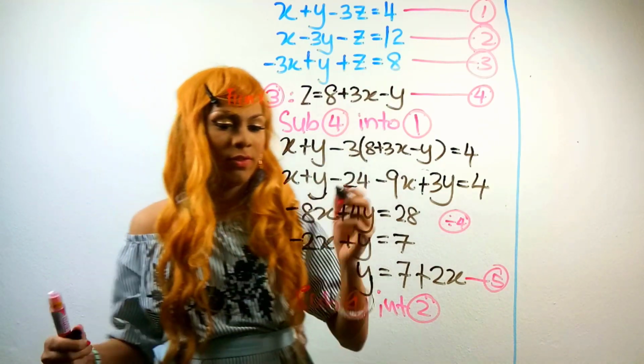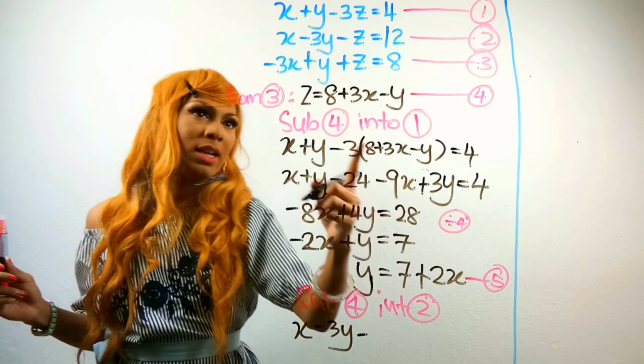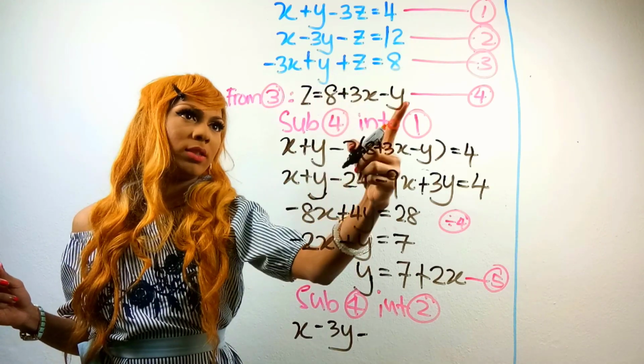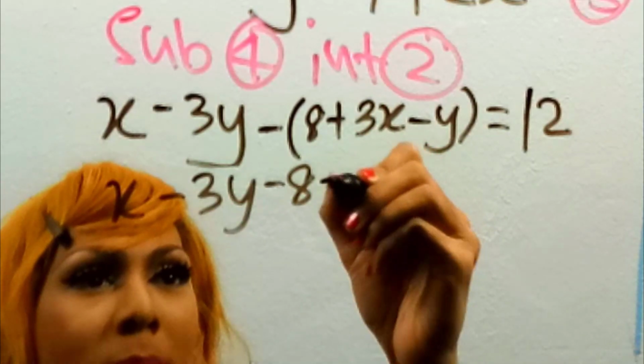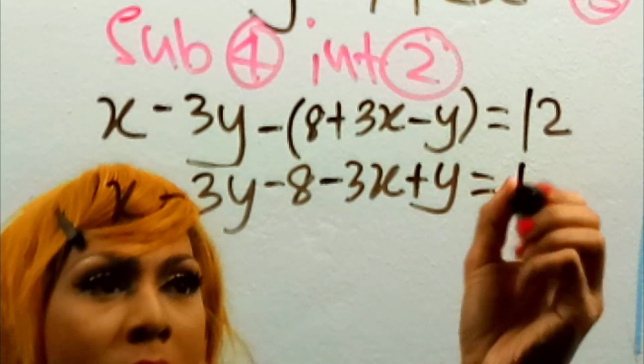Alright, so I will have x minus 3y minus z. So minus z, which is this one. Okay, minus with the bracket because this negative is going to have impact in here. So minus, where is it? 8 plus 3x minus y, and then minus 3x plus y equivalent to 12.